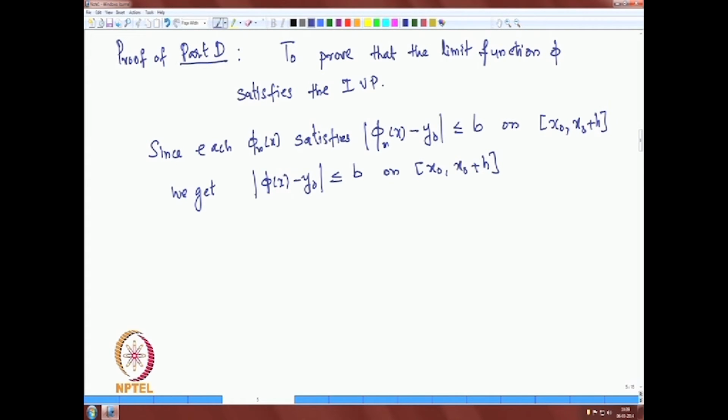And we also have the convergence phi n to phi, that is a uniform convergence. So, this converges uniformly on the interval x0 plus h.